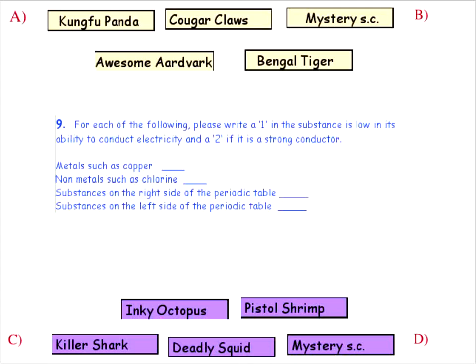Okay, so on to the next question, guys. For each of the following, please write a 1 if the substance is low in its ability to conduct electricity, and a 2 if it is a strong conductor. Okay, so this one's a little bit different. It's a numerical response answer. Just going to take away a few of these here.